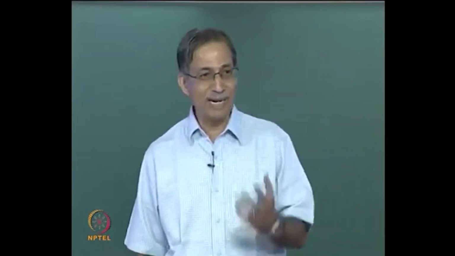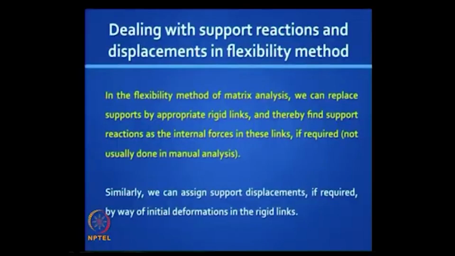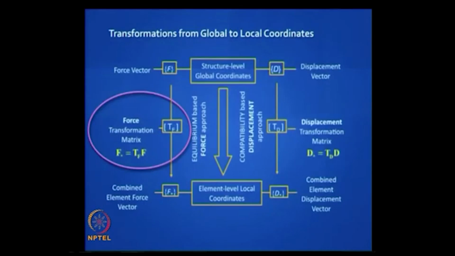Next point, if you want to find support reactions you can do it, we will see it later. In the flexibility method of matrix analysis we can replace supports by appropriate rigid links. So you convert the external reaction to an internal force in an imaginary rigid link. It is a little trick you can do, but it adds to the size of your matrix. You might not find it convenient to do in practice. Similarly we can assign support displacements if required by way of initial deformations in the rigid links. We will see that later.